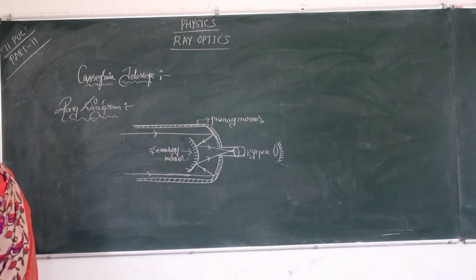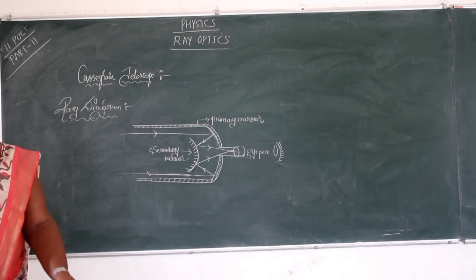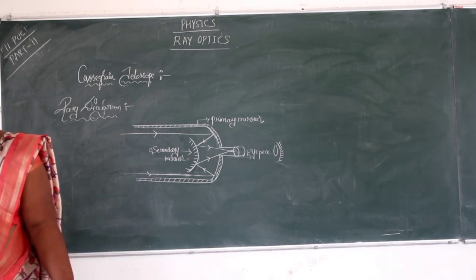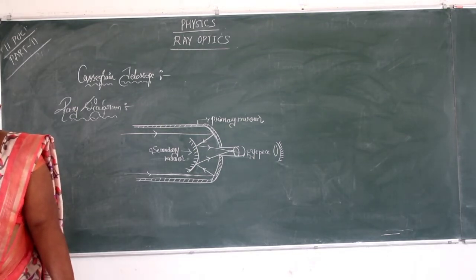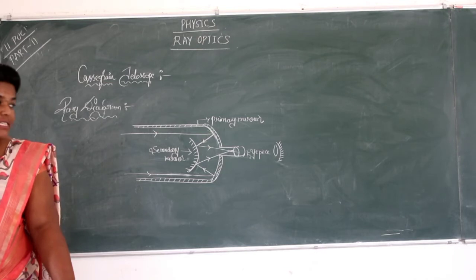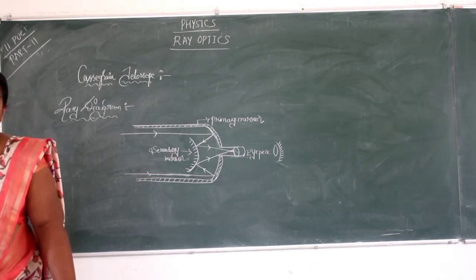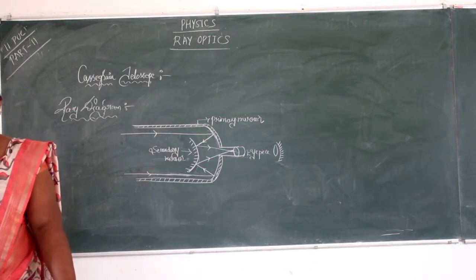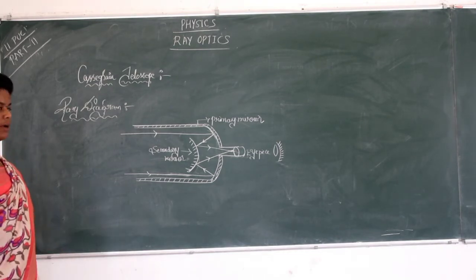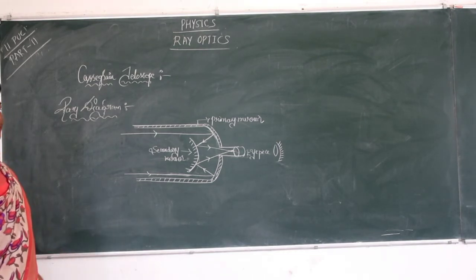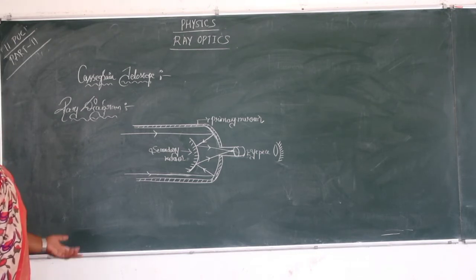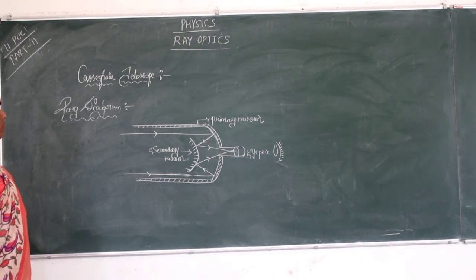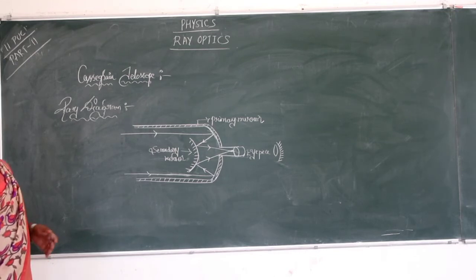In the next line, the primary and secondary mirrors are adjusted in such a way that a clear image should be obtained at the eyepiece. You can write this last point or you can avoid it, no problem. Just write the starting three points, that helps you. Now let us write the working principle.